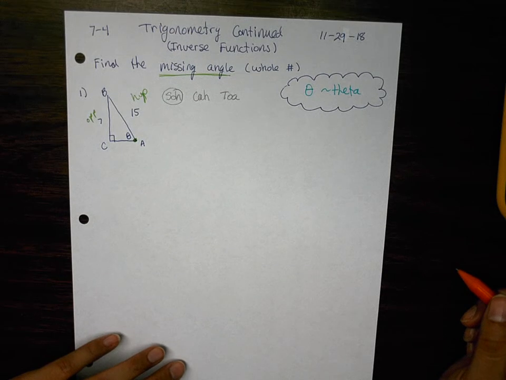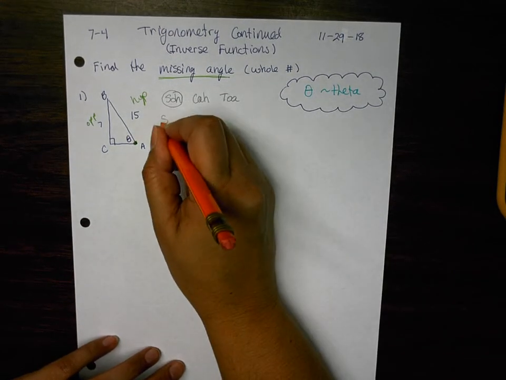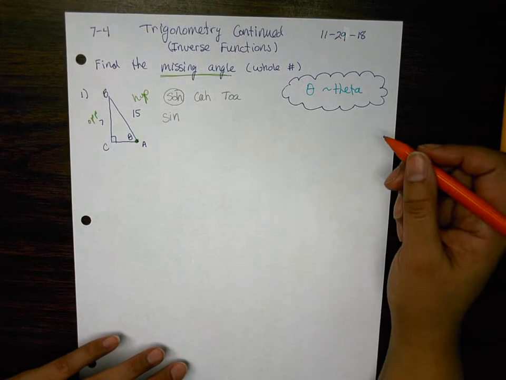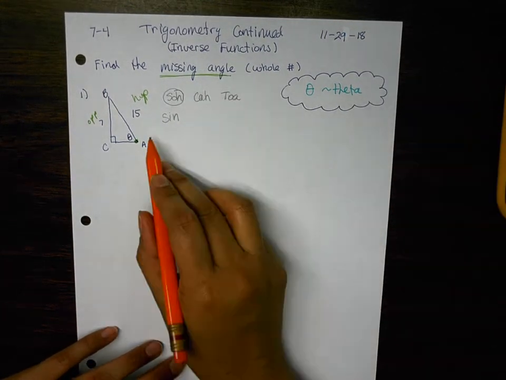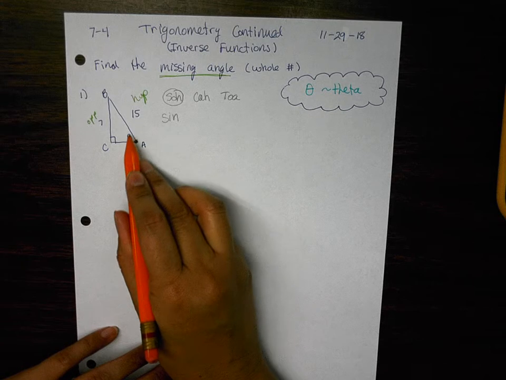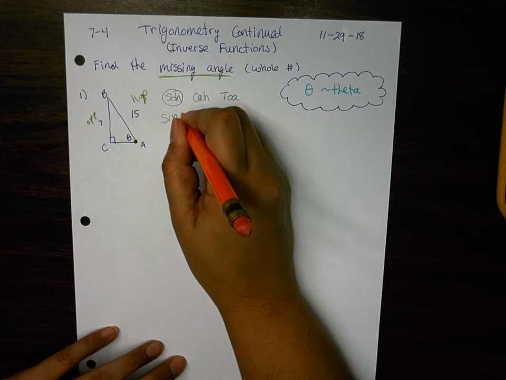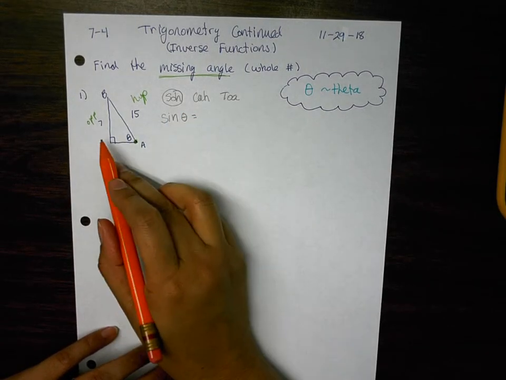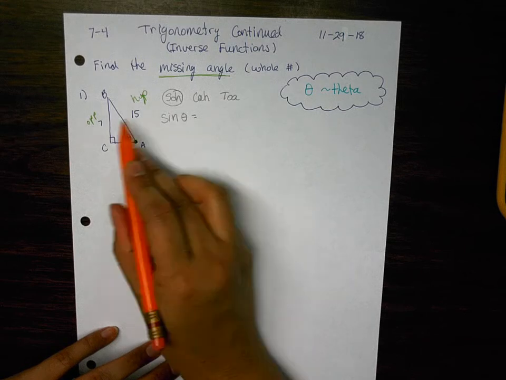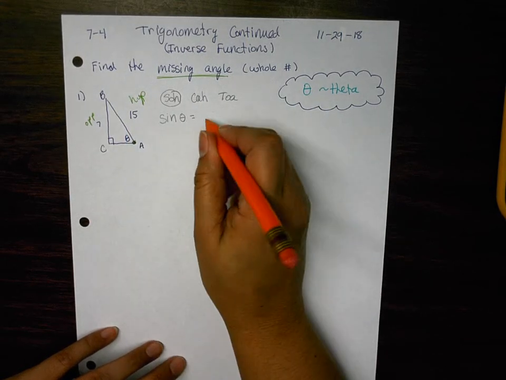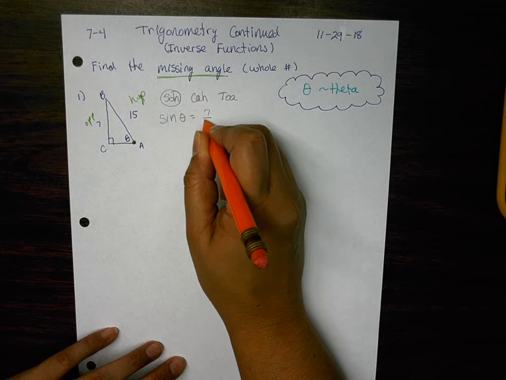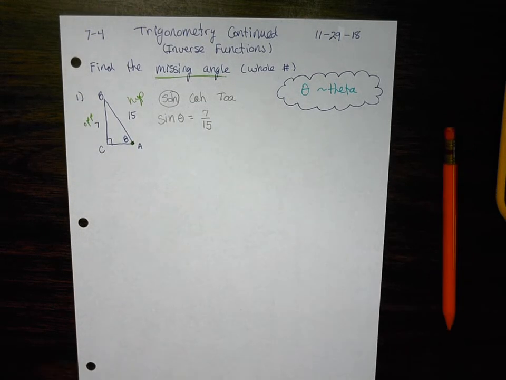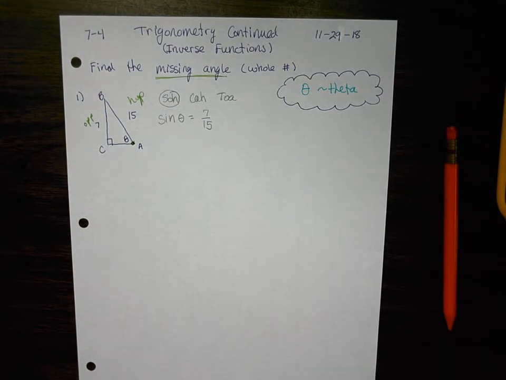So which trig function am I going to use? Sine, cosine, or tangent? Sine. Now remember, it's always sine, cosine, or tangent of an angle, not a side. So will I do sine of 7, 15, or theta? Sine of theta equals, luckily I have things labeled, opposite over hypotenuse will be what over what? 7 over 15. So far nothing has changed. Sine of an angle equals opposite over hypotenuse.